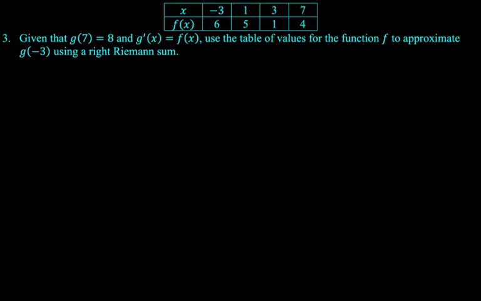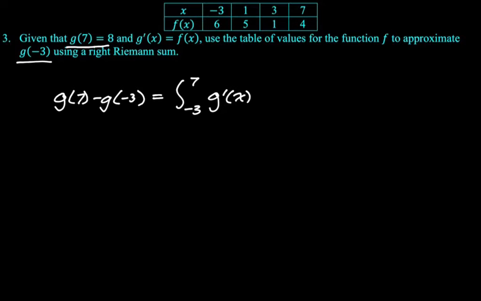So this is kind of an interesting question. My first thought is, I need to find g of -3. I know g of 7, and I also know g prime is f of x. So I can fundamental theorem this thing, right? G of 7 minus g of -3 should be the integral from -3 to 7 of g prime of x dx.